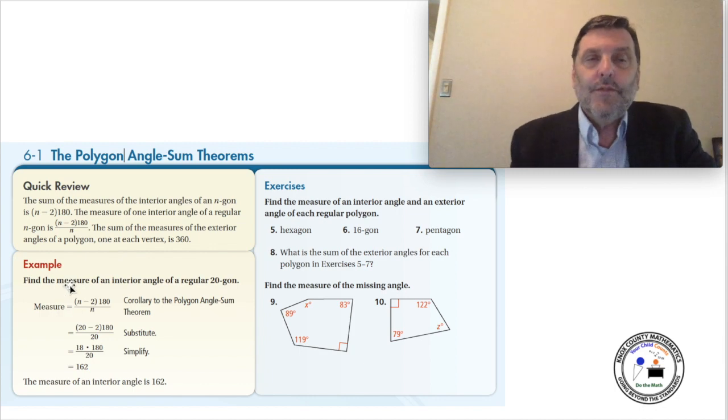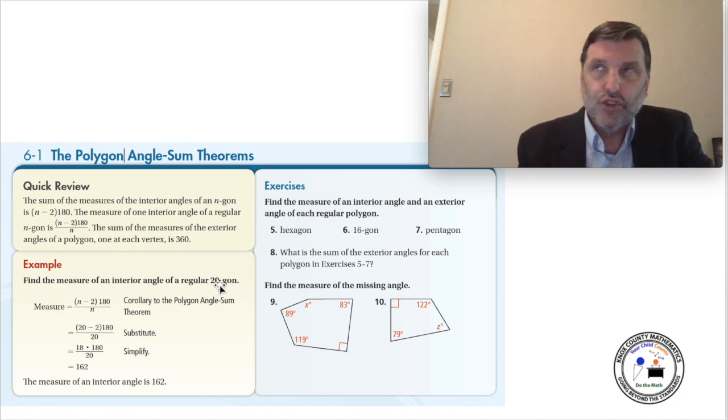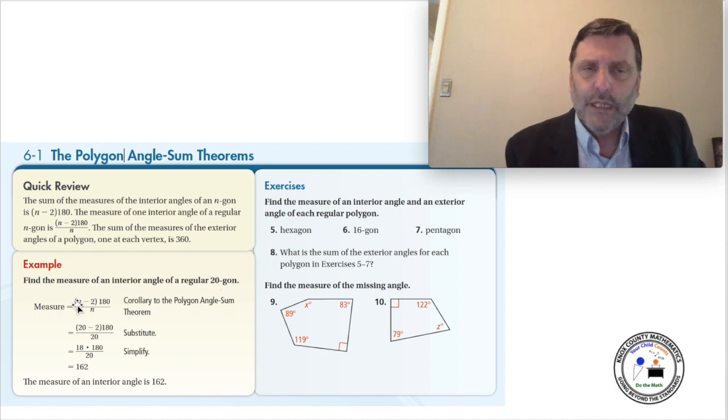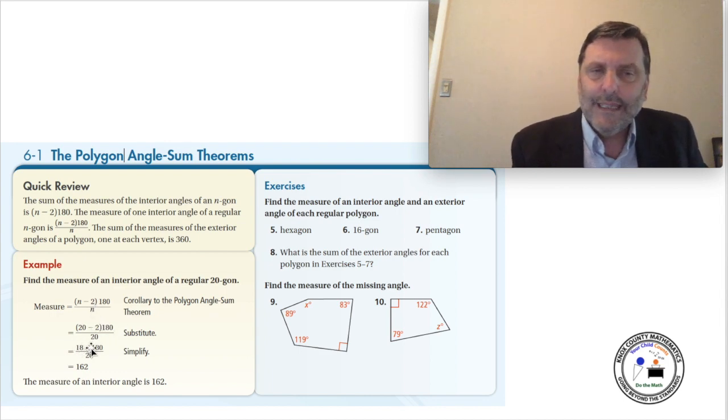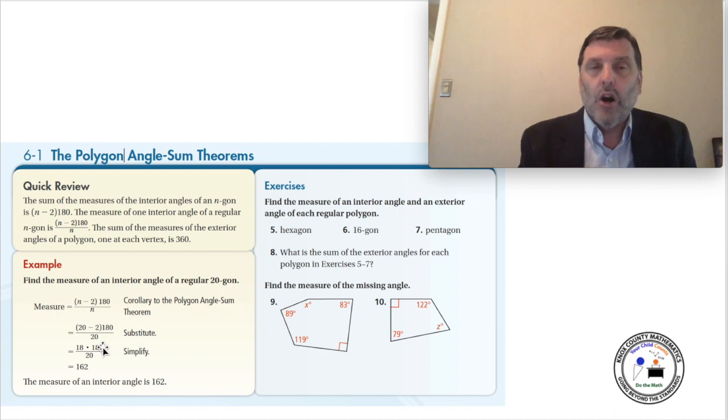So, an example: find the measure of one interior angle of a regular 20-gon. Well, that formula says whenever I see an n, that represents the number of sides, and they're telling me it's a 20-gon, so 20 is the number of sides. So I'm going to substitute 20 into my formula: 20 minus 2, whatever that becomes, times 180, and then I divide by 20. So the numerator eventually simplifies to 18 times 180. That product gives me the sum of all the interior angles, but if I divide by 20, because they're all the same, that gives me the measure of one. So this handy formula allows me to find the measure of one interior angle of an n-gon.